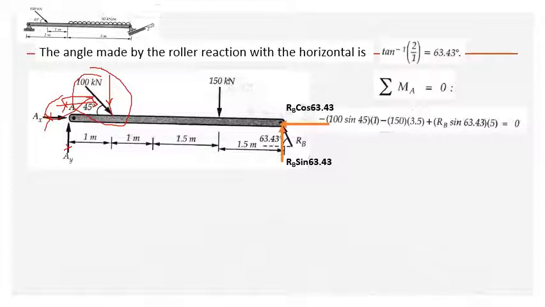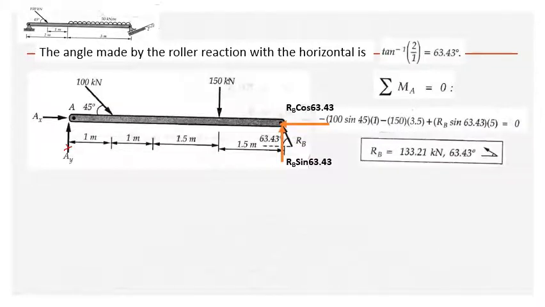So when we find the moments, it is easier to find the reaction RB when we apply this condition. Let me erase this all. Okay, so we get RB as 133.21, as we know the angle of inclination 63.43.